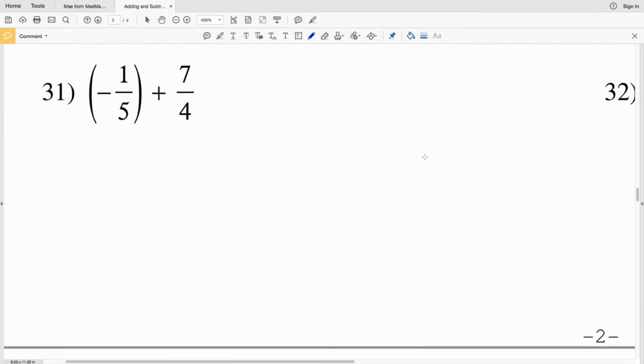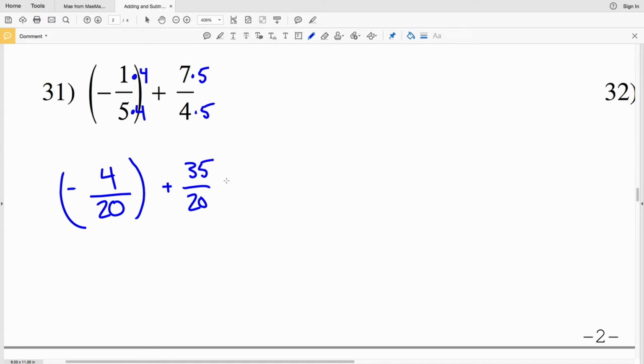Second to last problem, number 31, says negative 1/5 plus 7/4. The common denominator between these two will be a positive 20. So to go from 5 to 20, you simply multiply by 4. So we're going to do the same for the numerator. So this is going to be a negative 4/20 as the first term. Now to go from 4 to 20, you multiply by 5. So whatever we do to the denominator, we have to do to the numerator. We're going to have 7 times 5, which is 35 over 20.